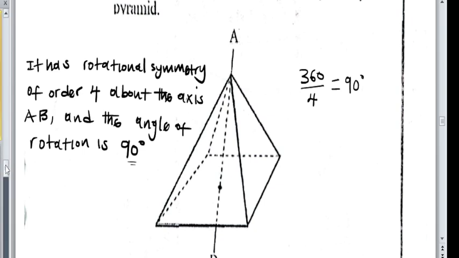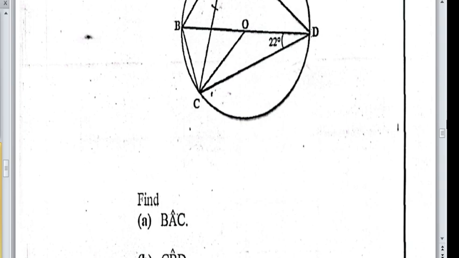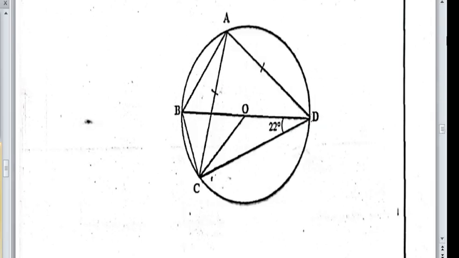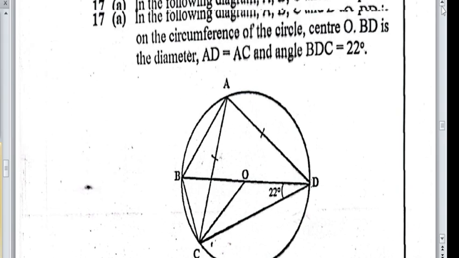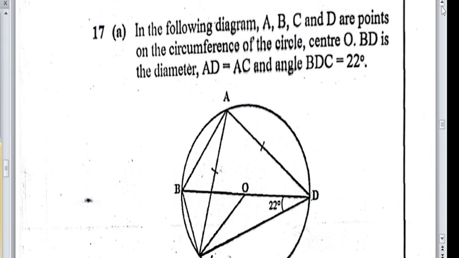Okay. So from there now, we move on to a different question. So we have that question here. Now this question that we're looking at, question 17, is a question on a topic we call circle theorem. So it's coming from a topic we call circle theorem or circle geometry.